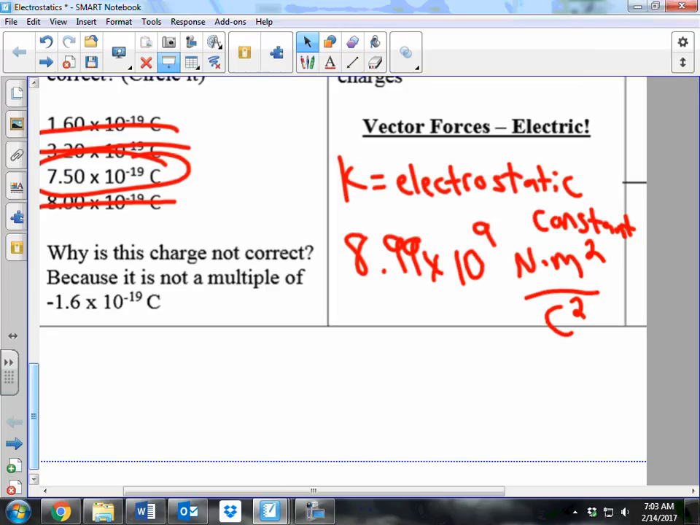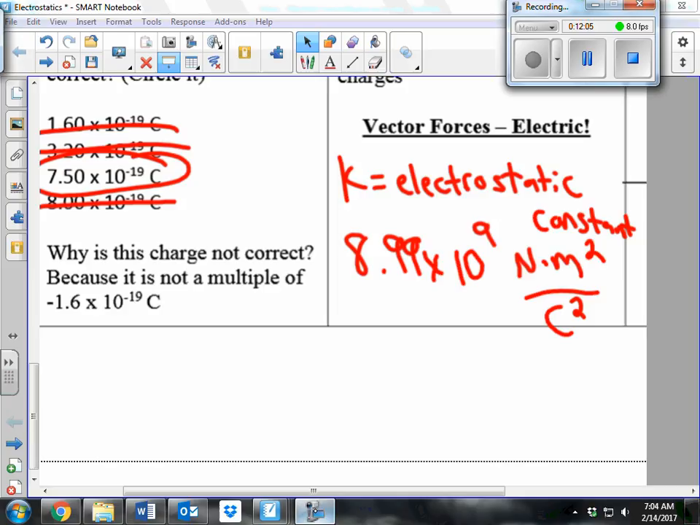Also, ladies and gentlemen, remember when you're writing this formula out for LEPA, you should be telling me the units on that guy so that you don't miss that credit.